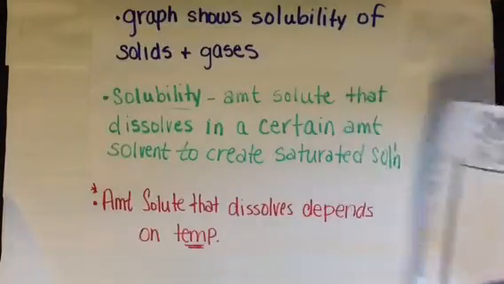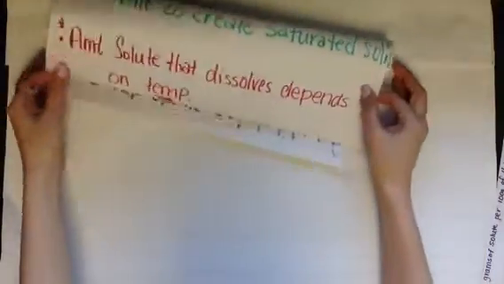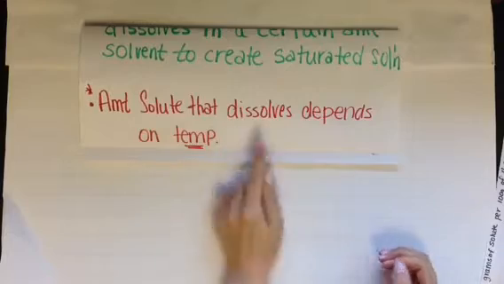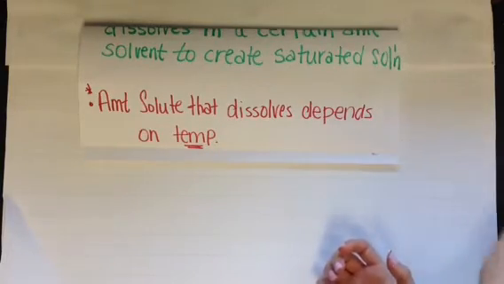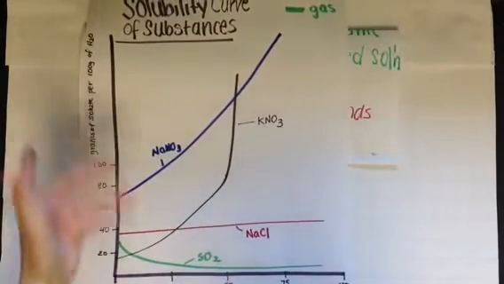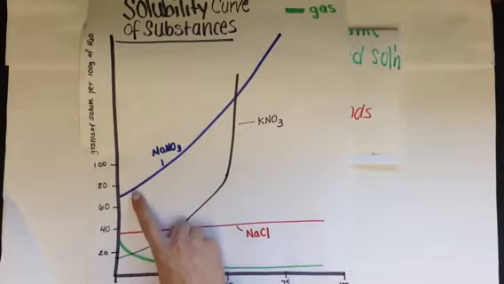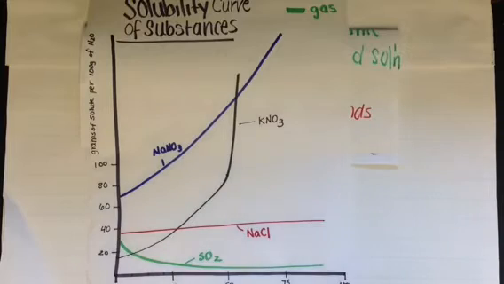The last thing we should note is that clearly the amount of solute that can dissolve depends on the temperature. So if we go back to our graph and look at sodium nitrate, for example, as the temperature starts to increase, more and more solute can dissolve.